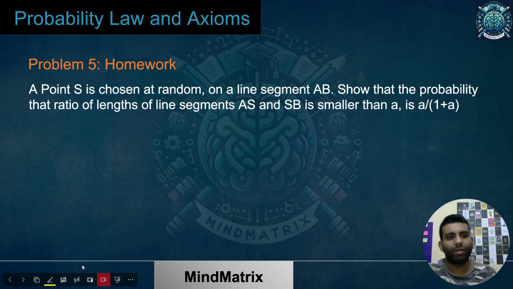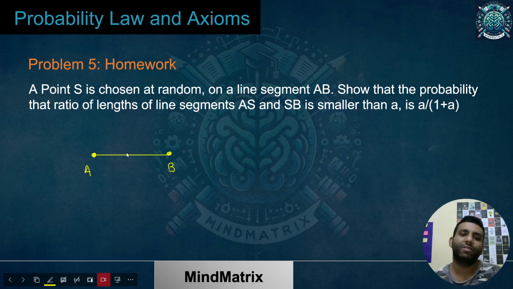Again, a point S is chosen at random on a line segment AB. Let's suppose this is line segment AB, and there is a point S which is chosen. Let's suppose this is S. Show that the probability that the ratio of lengths of line segments AS and SB is smaller than A upon 1 plus A. So what is being mentioned?